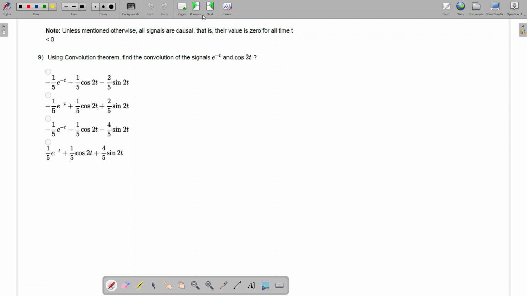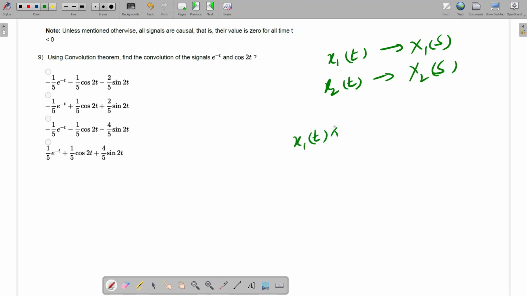Here also u of t is multiplied. What is convolution? There is a rule. If x1 of t has Laplace transform x1 of s, and x2 of t has Laplace transform x2 of s, then x1 of t convolved with x2 of t becomes x1 of s multiplied by x2 of s in the Laplace domain. This is the rule of convolution. The signals are e to the power minus t and cos 2t. So what should be the convolution?